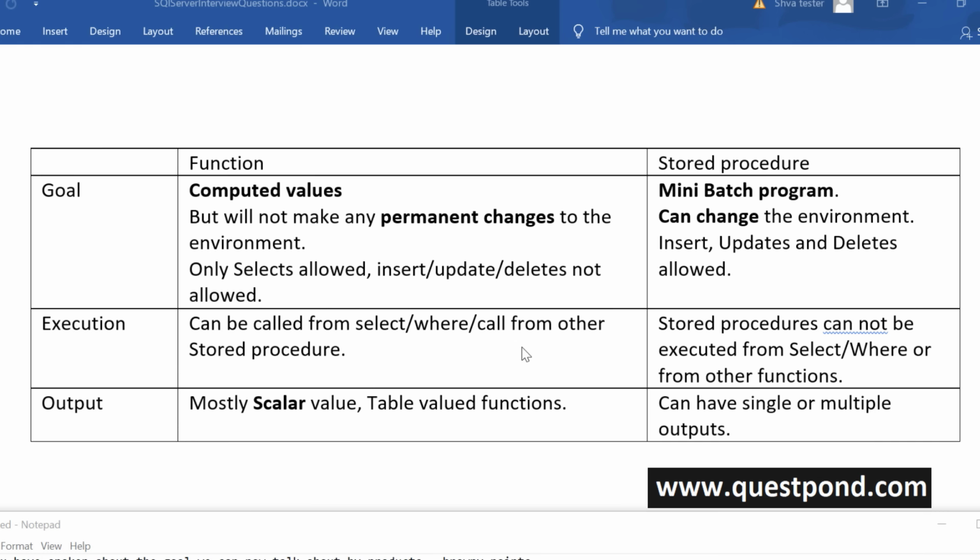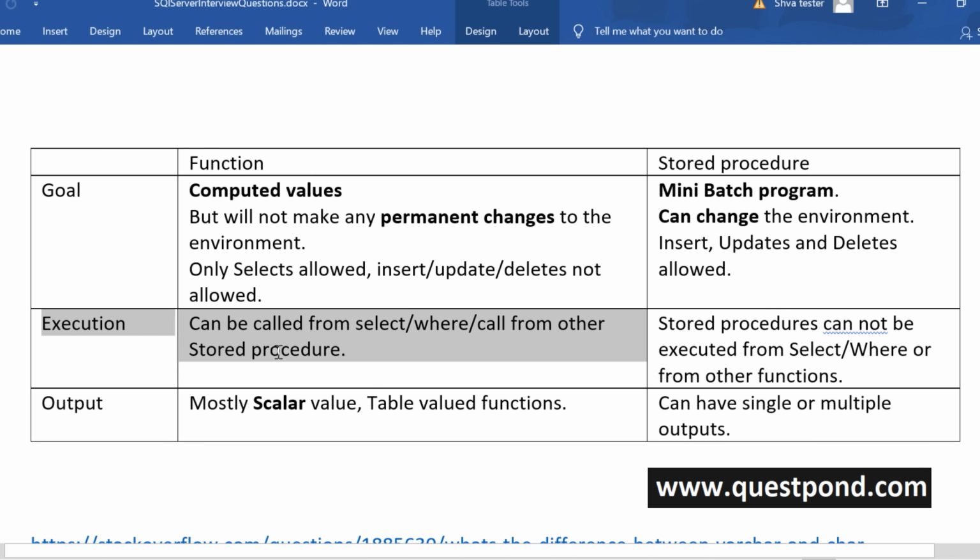Once we have spoken about the goal, now we can talk about the byproducts. Now we can talk about the brownie points, or I will say, the low-hanging fruits. So the next thing is execution.